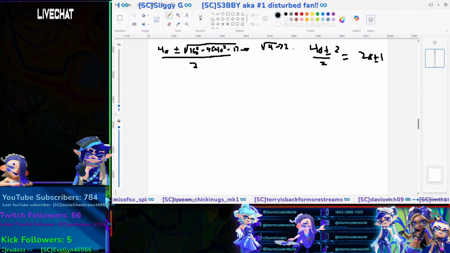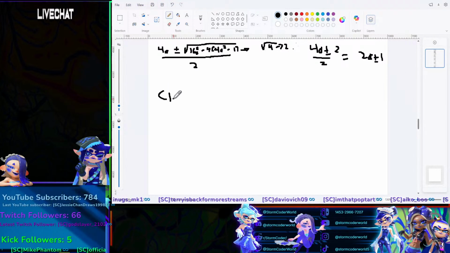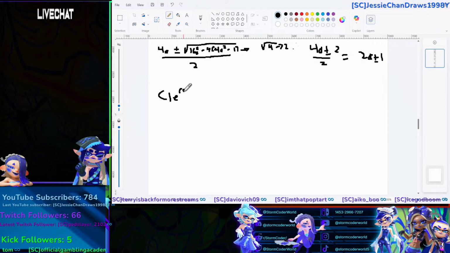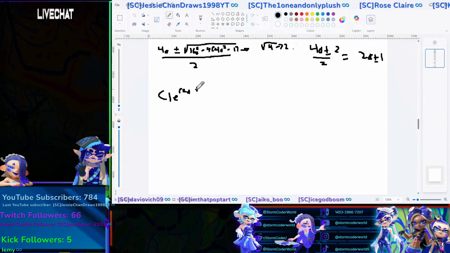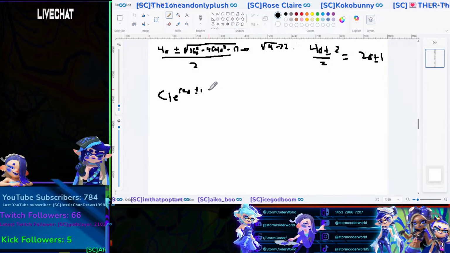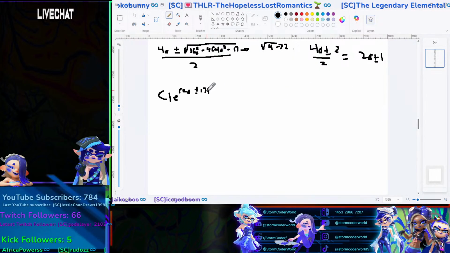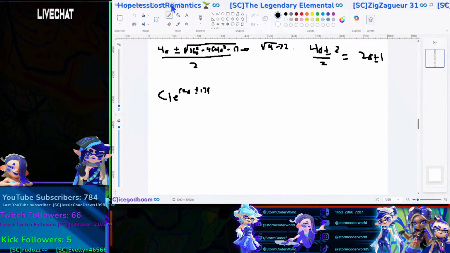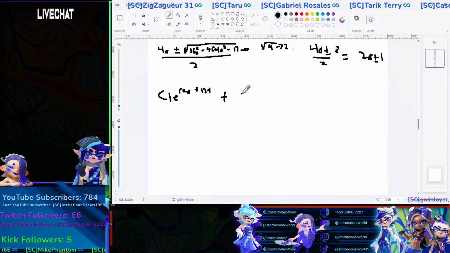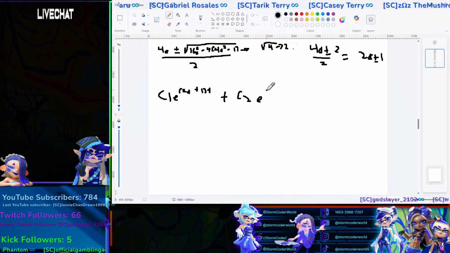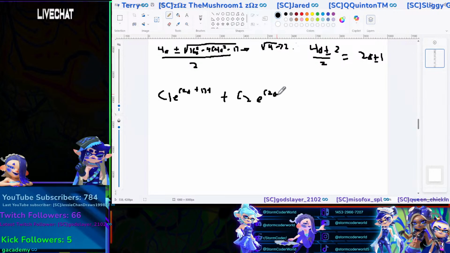And now the easy part is everything that I just got. So it would be C1 e to the 2a plus 1, to the t power, which is e to the (2a plus 1)t, plus c2 e to the (2a minus 1)t.